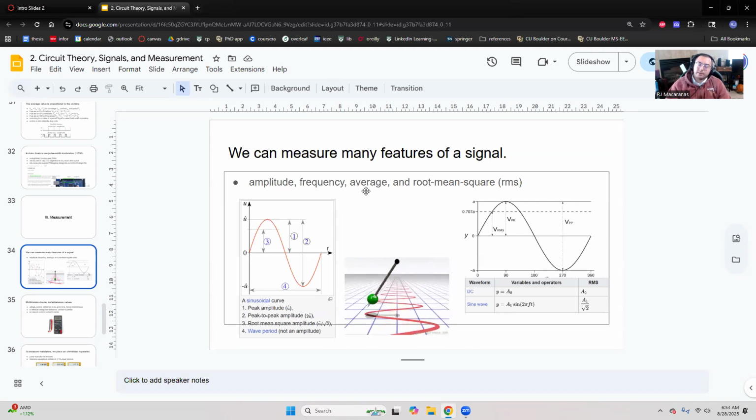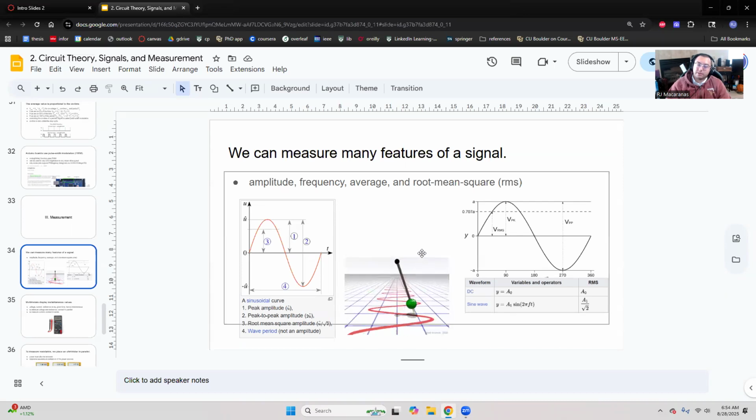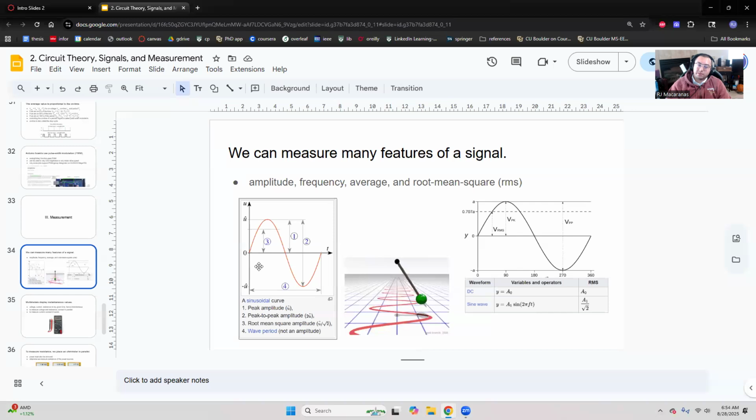Average is another useful measure of a signal typically, but sometimes it doesn't give us any useful information, right? If I were to average a sinusoid, there's a positive half cycle and a negative half cycle, and if I average over this period, it just ends up being zero. So sometimes when we have signals that are bipolar like this, so they have a positive and a negative portion that cancel each other out, a more useful measure is the root mean square.